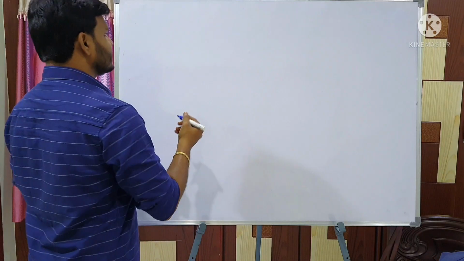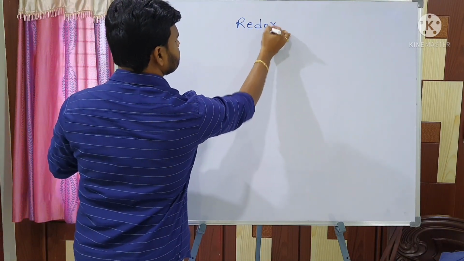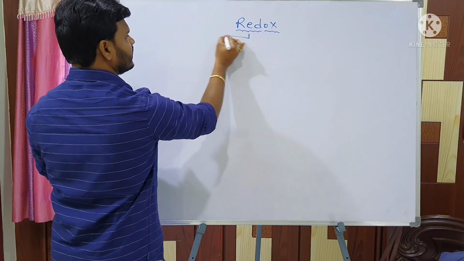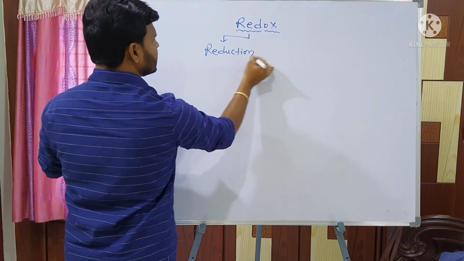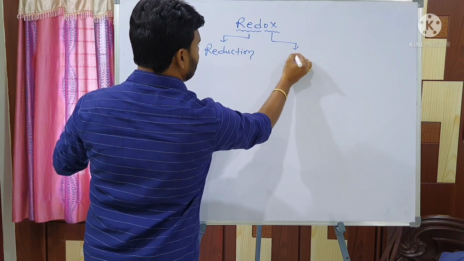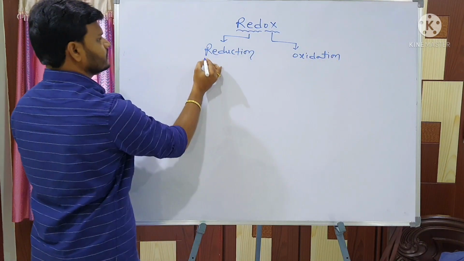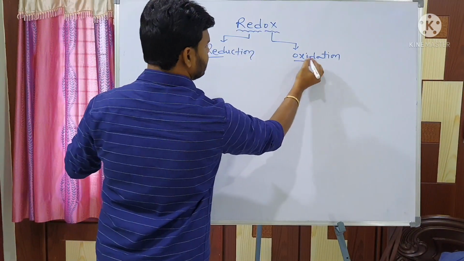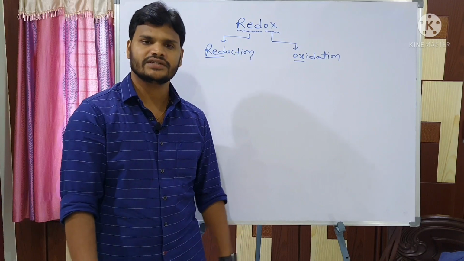So what is a redox reaction and what is the meaning of redox? Red plus ox. Red is nothing but reduction and ox is nothing but oxidation. The first 2 letters of reduction and the first letters of oxidation, that combination is nothing but redox. So what is redox, students? Redox is nothing but reduction plus oxidation.